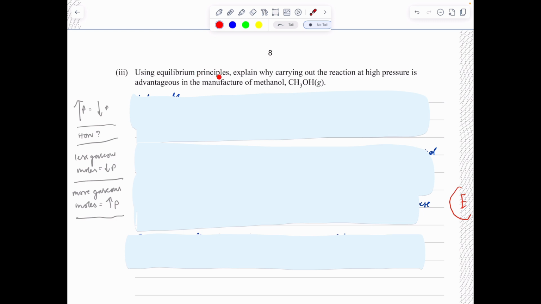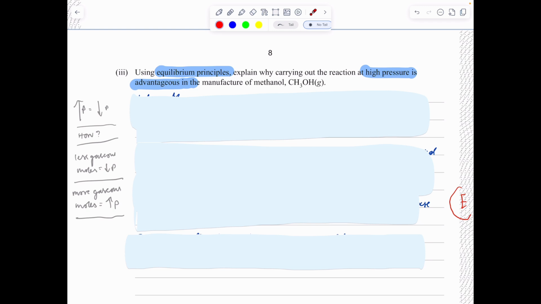Using equilibrium principles, explain why carrying out the reaction at high pressure is advantageous to the manufacturer. We have to talk about these three things here. So it's another equilibrium question, but this time instead of concentration, we're talking about pressure. So here's what I want you to think about. If we're increasing the pressure of the system, what does equilibrium want to do to counteract that? It wants to bring the pressure back down. How? Think about it.